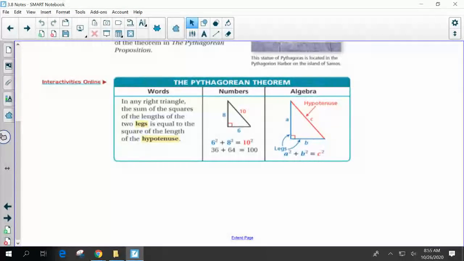You have to know 2 out of 3. You have to know the legs, and then you find the hypotenuse. The hypotenuse is always the longest side, or most of the time it's the diagonal, and your legs are A and B, and they're coming out of a right angle. So your theorem goes like this: a squared plus b squared equals c squared.